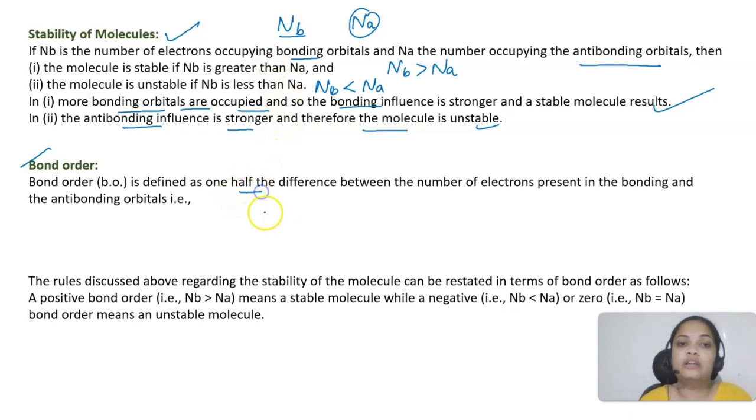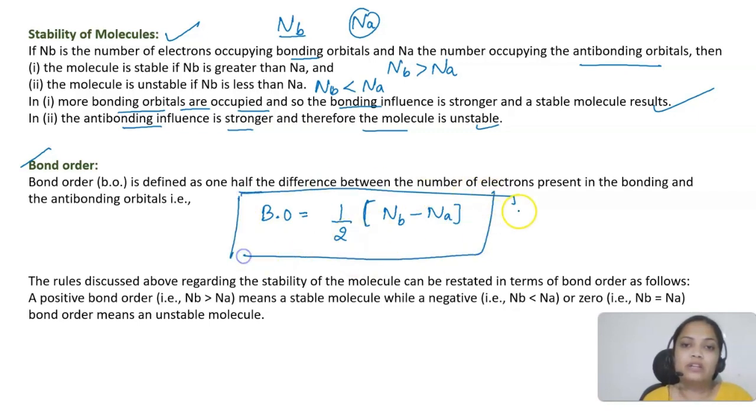Then bond order is one half the difference between the number of electrons present in bonding and anti-bonding molecular orbitals. So this is how you calculate bond order. Very, very important. This is the formula. Obviously, students, if the number of bonding electrons is more, the bond order will be positive, and if bond order is positive, the molecule will be stable.